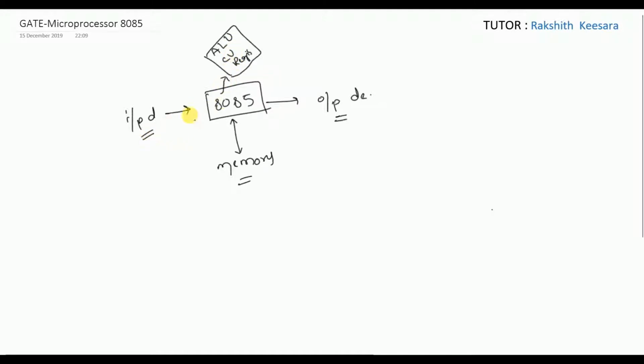While coming outside, it is interfaced with input device, output device and memory. See guys, it can only take data from the input device and it can only send data to the output device. It cannot send data to the input device and it cannot take data from the output device. So this is unidirectional. While here, it can give data to memory or it can take data from memory. So this is bidirectional.